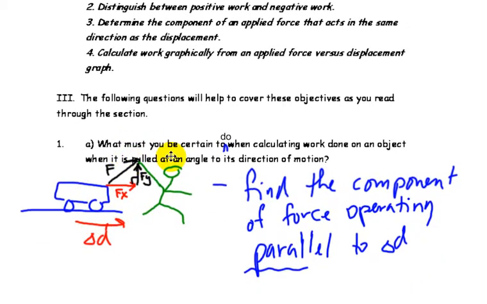So first of all, what must you be certain to do in calculating work done on an object when it is pulled at an angle from the direction of motion? And that is to find the force component that acts in the same direction, parallel to d. The better word there is parallel, because we could also have the force operating in the opposite direction, causing it to slow down. But in this picture, we're pulling this wagon up at an angle, so we need to figure out what is the horizontal force that works alongside, or parallel to, the displacement.